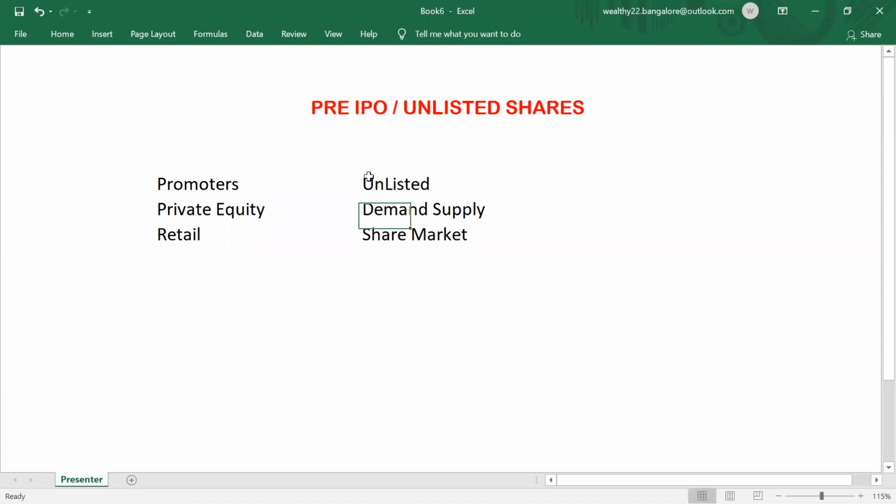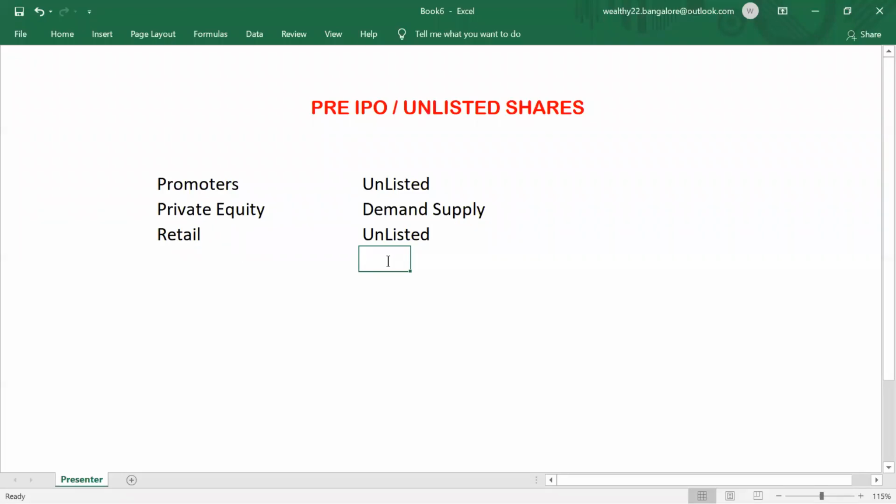It's also demand and supply, but the market here is not the standard share market like NSE or BSE. Here it is something called an unlisted market, also referred to as an unregulated market. The difference is that, like real estate, the price here is a negotiated price. It depends on the seller and the buyer, and whatever price is finalized between these two people becomes the final price.